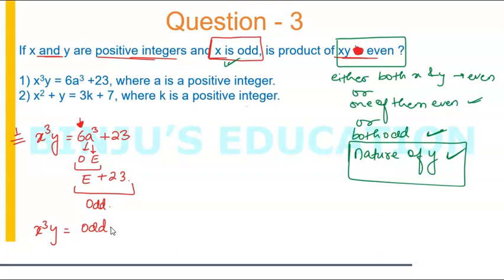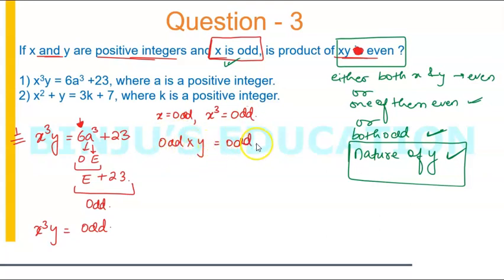Now x is odd. This is given to me in the question. If x is odd, then I can also say that x cube will be odd. What is x cube? X cube is x into x into x. That is like odd into odd into odd. So that will also give me odd. So odd multiplied by y is equal to odd.